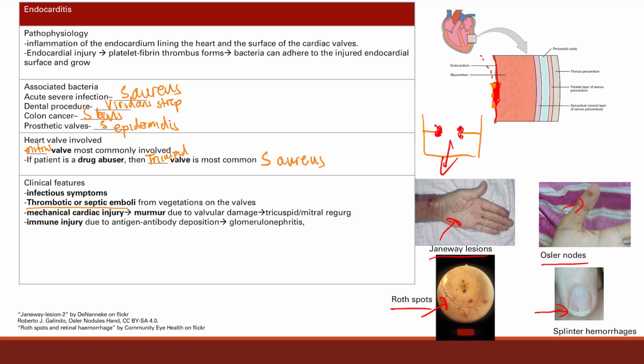Okay, so next is mechanical cardiac injury. So imagine you have all these bacteria here causing inflammation. You can damage these valves. And then, as you can see, these valves aren't working very well now. So you can get regurgitation. You can get blood going from the ventricle and going back into the atrium. So if it's the mitral valve involvement, you get mitral regurgitation. If it's tricuspid valve involvement, you get tricuspid regurgitation.